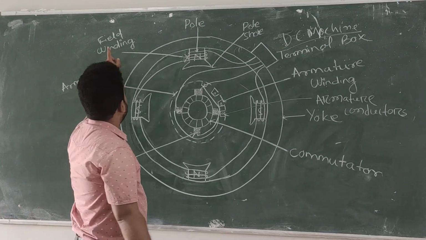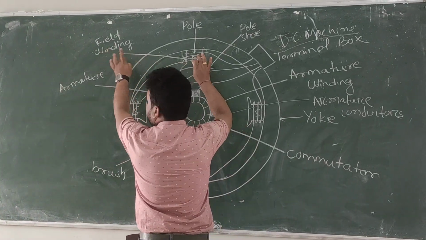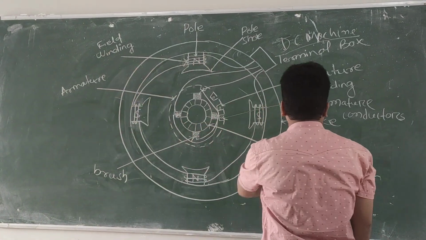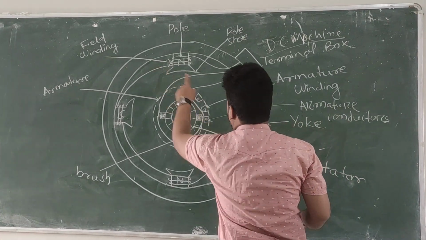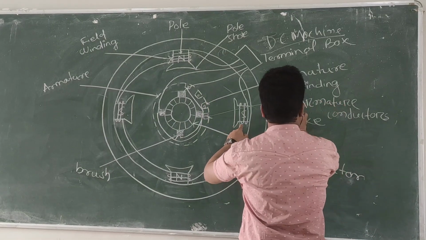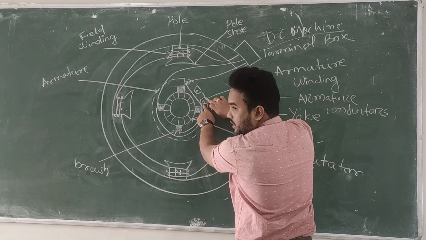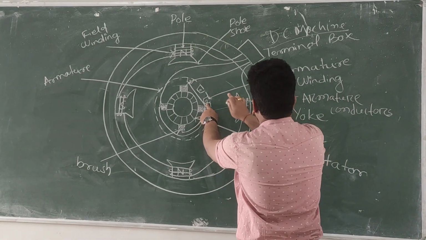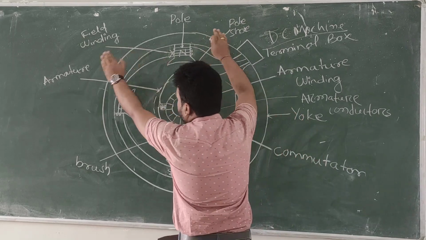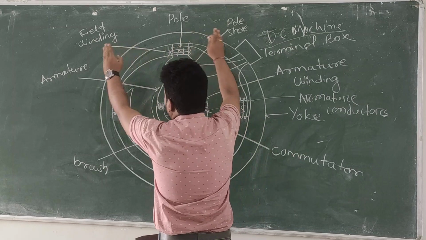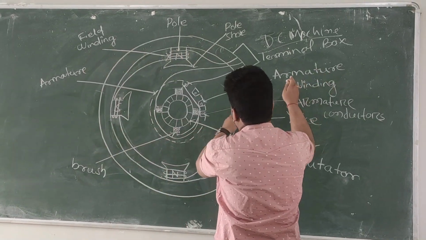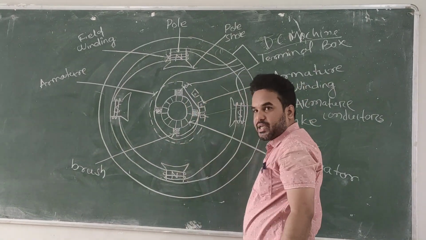So first we see the field winding is here. Field winding. Then you will see the armature winding. Okay, field winding and armature winding, and these are your armature conductors. You can see clearly these are the armature conductors. Field winding will be the outside, which I have discussed earlier. Field winding will be outside and armature winding will be inner side.